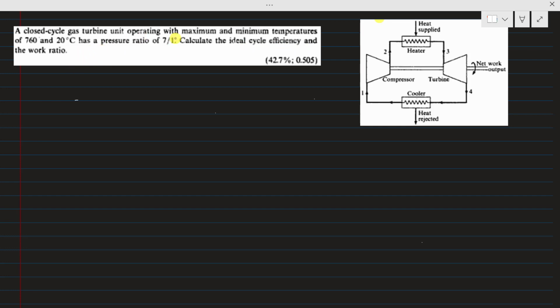So you have a closed cycle gas turbine, and I have drawn its schematic diagram. I will also draw the TS diagram to make it more valuable for understanding purposes. Let me first draw the schematic diagram. That is already drawn. Now let's make its TS diagram.